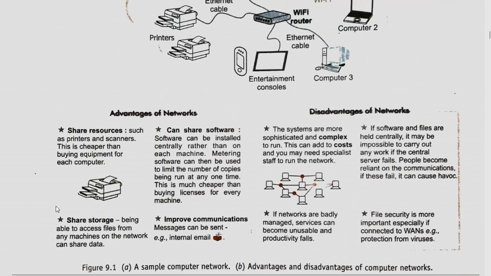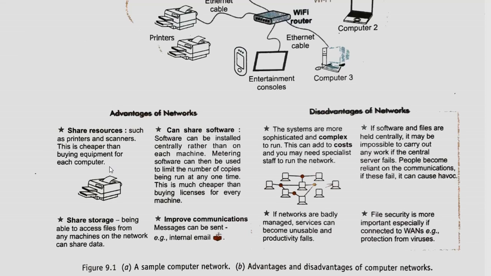Okay, now let's see what the different advantages and disadvantages of a network are. So first here you can see the advantages of a network include shared resources. That means in this case you can share things such as printers and scanners. This is cheaper than buying equipment for each computer. Now see, if there is a printer for your system, and you have created a network with that printer and your system, then this will be cheaper than buying the equipment for each computer.